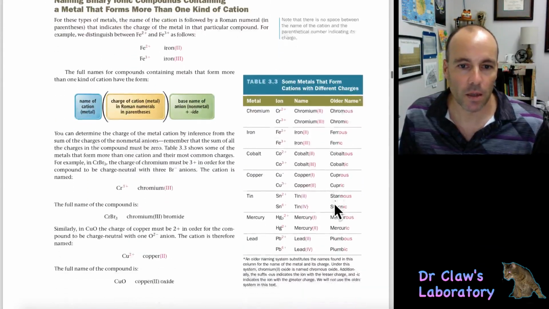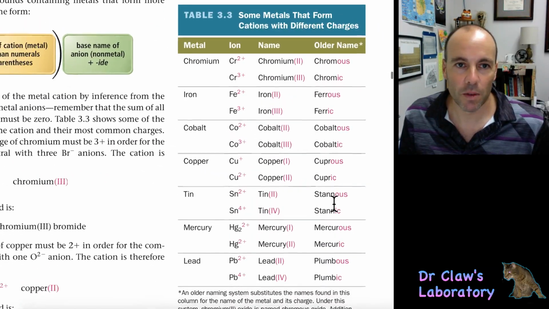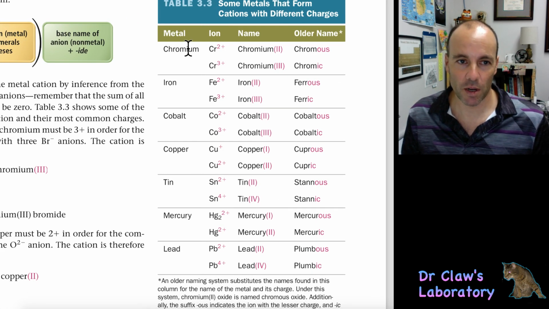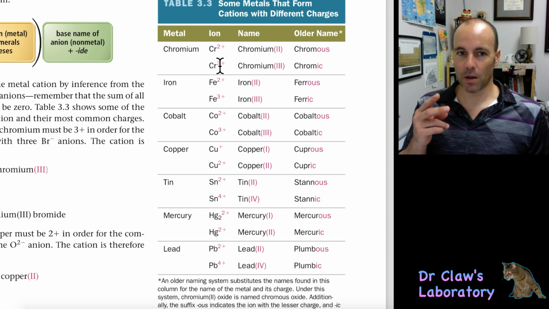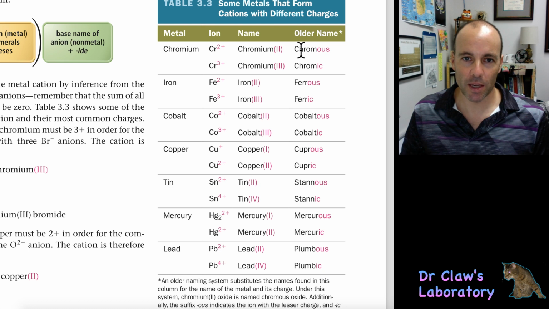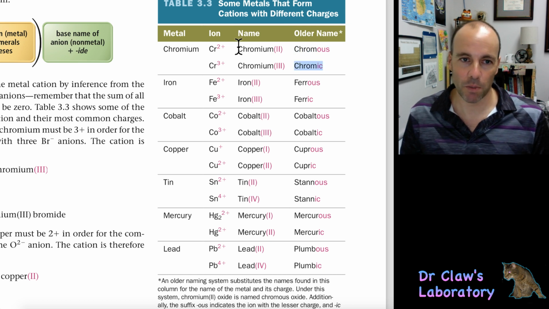Where is this at? Okay, so here we go, table 3.3. Some of those metals that form different types of charges, like chromium +2 and chromium +3, usually, if there are two main ions, the one with the lesser charge gets the -ous ending, and the one with a greater charge gets the -ic ending. So several of these with two main ions, we can distinguish them by the -ous and the -ic. So the +2 chromium is chromous, that's the older way to name it, and the +3 ion is chromic.